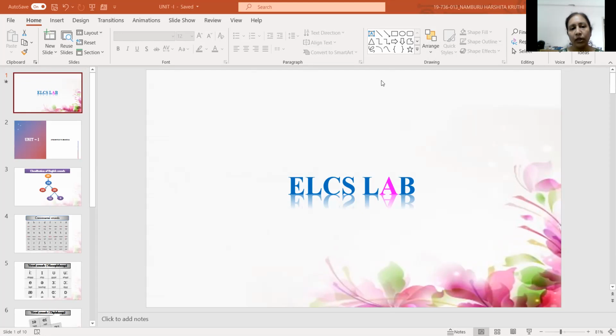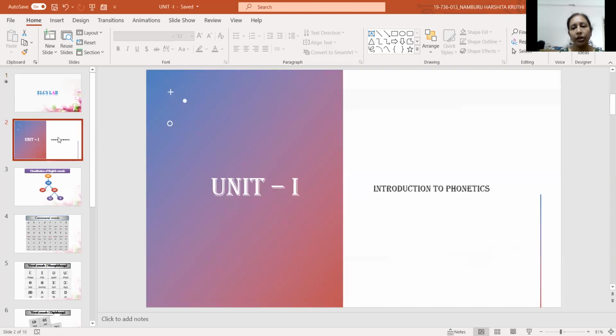Call Lab is purely meant for improving one's pronunciation because it totally focuses on phonetics of English. The second one, ICS Lab, totally focuses on communication skills, improvement of communication skills. But today we are going to deal with all lab. Let us begin with the very first unit, that is Introduction to Phonetics.